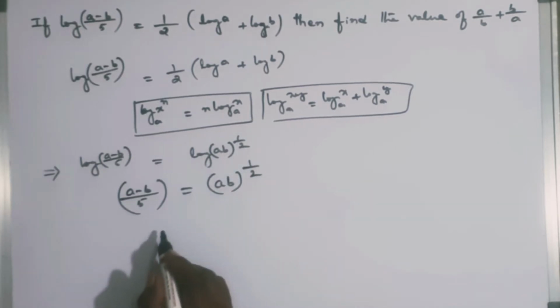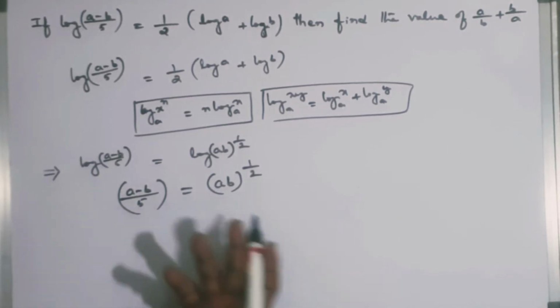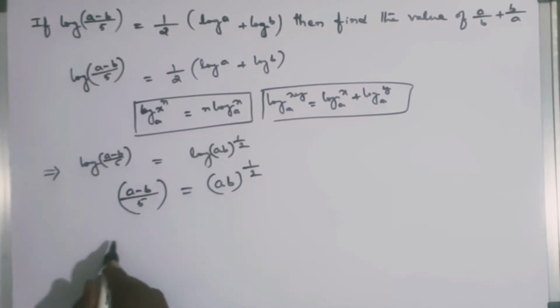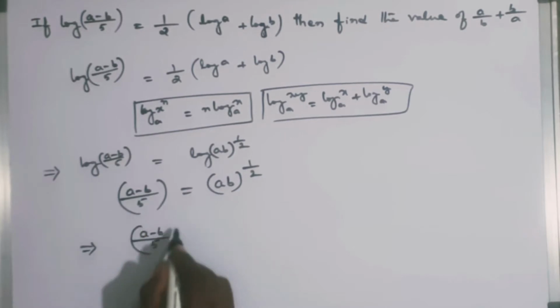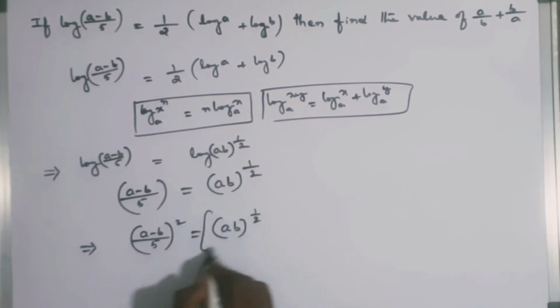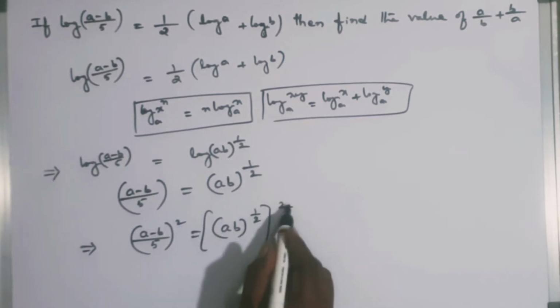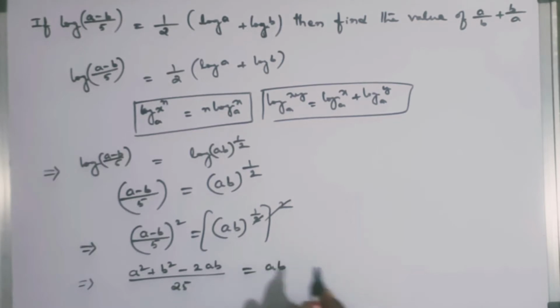So raising the power on both sides to 2, squaring on both sides, which implies (a minus b) by 5 whole square equals ab all to the power of 1 by 2 to the power of 2. The 2 cancels. (a minus b) whole square is a square plus b square minus 2ab, by 5 square which is 25, equals a into b.